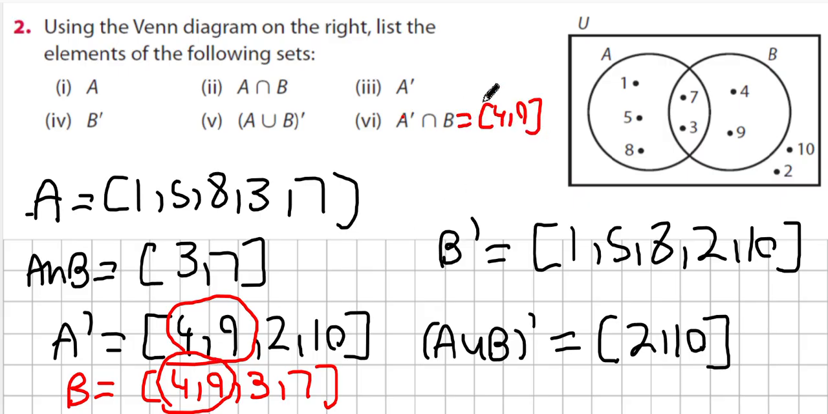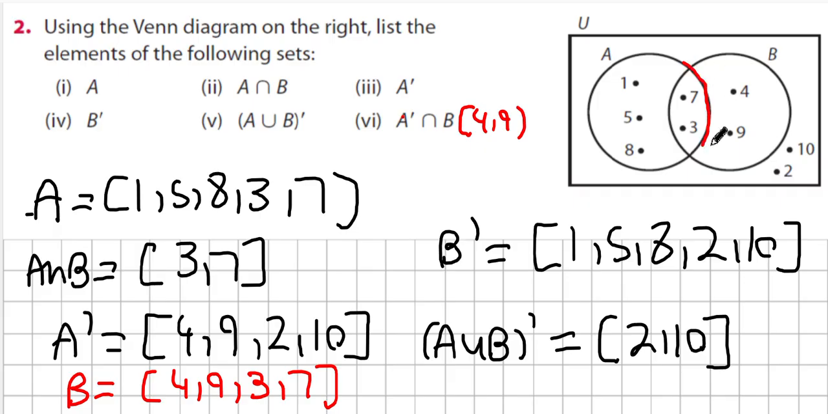Now, I suppose another way of looking at it would be like this. A complement means everything that's not in A. Would you agree with that? And that's that region in here, yeah? But it also has to be inside of B. So which part is also inside of B? 4 and 9. And that's your answer there. We all good? Okay.